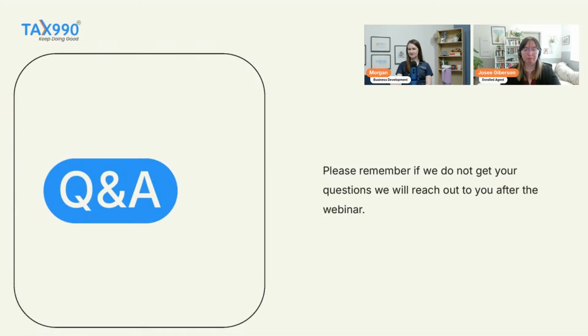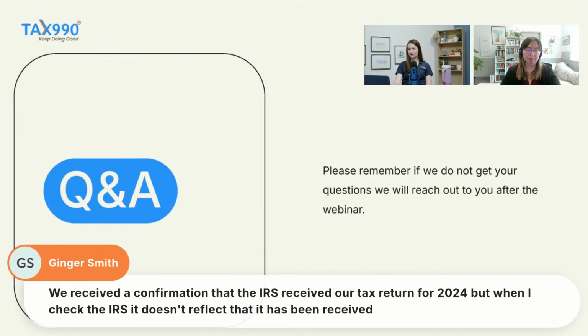All right. And one from Ginger. We received a confirmation that the IRS received our tax return for 2024, but when I checked the IRS, it doesn't reflect that it has been received. Unfortunately, the IRS is not always super fast about updating their information. If you have the filing confirmation, that's great. Keep that.